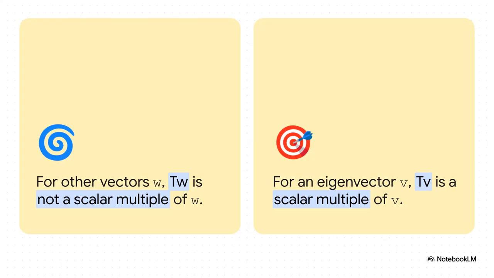So let's make this crystal clear. On the left, you've got a regular vector. We'll call it w. The operator hits it, and boom, it gets knocked into a new direction, new length, the whole shebang. But look at our special eigenvector v on the right. After the transformation, it's still lying on the exact same line it started on. Its direction is preserved. The only thing that changed was its length, which got scaled by its eigenvalue. And that's the whole game right there.